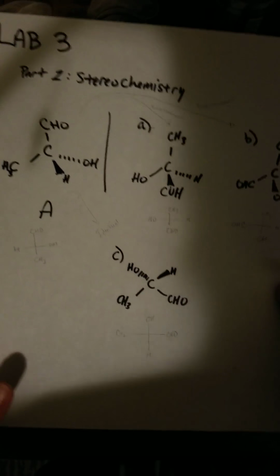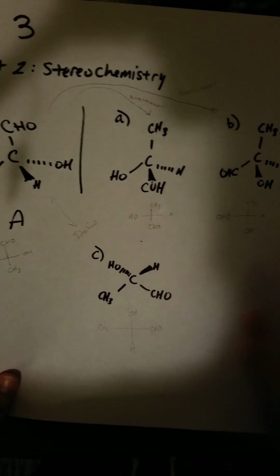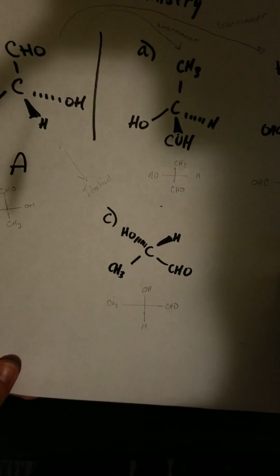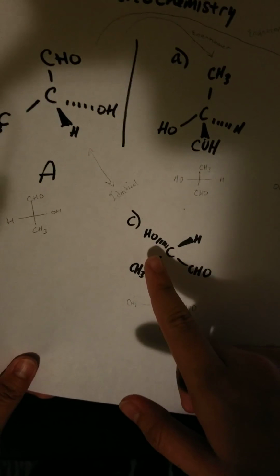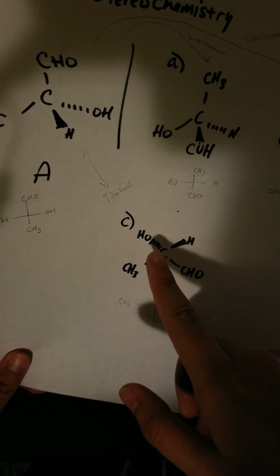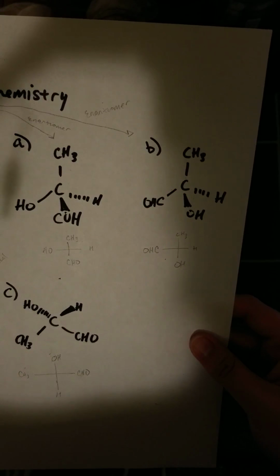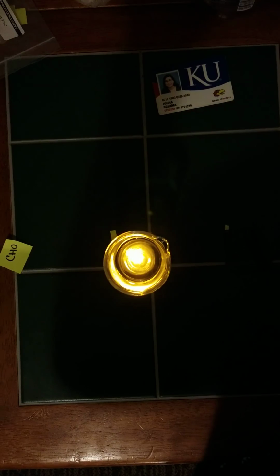When it comes to identifying which ones are identical and which ones are enantiomers, I was honestly a little confused, so I tried to use the Fischer projections. Since the wedges and dashes seem to be identical for A and C, I decided that those are identical, and the other two are enantiomers.